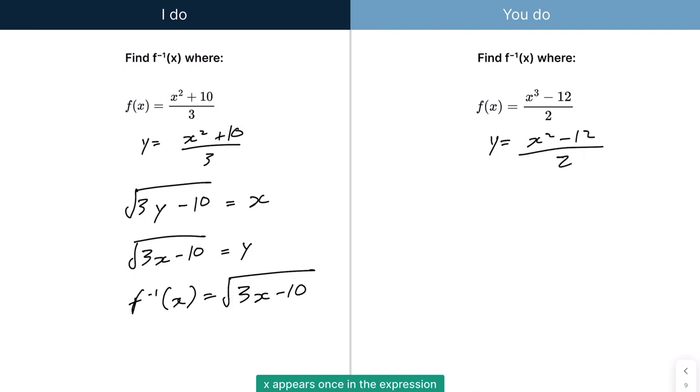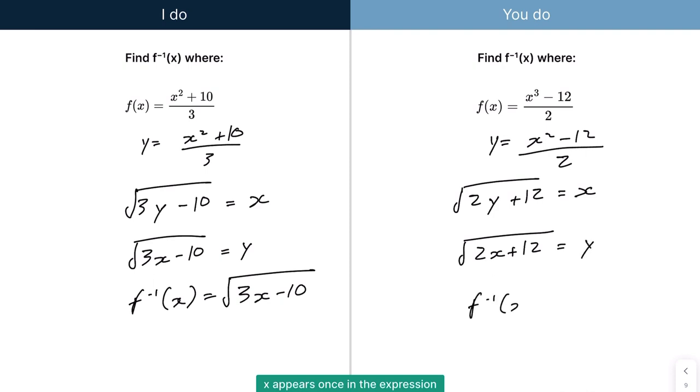Now rearrange this equation for x. So that's 2y plus 12, square root all of that is equal to x. Now swap x and y around. So that becomes 2x plus 12 is equal to y. And that is your answer, but you want to replace the y with the inverse function. Simple.